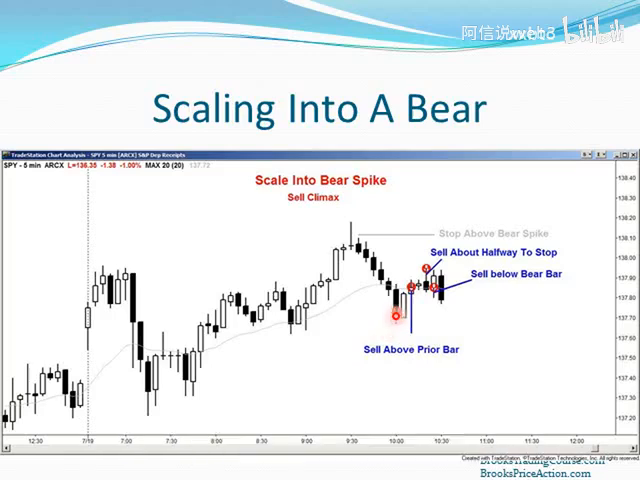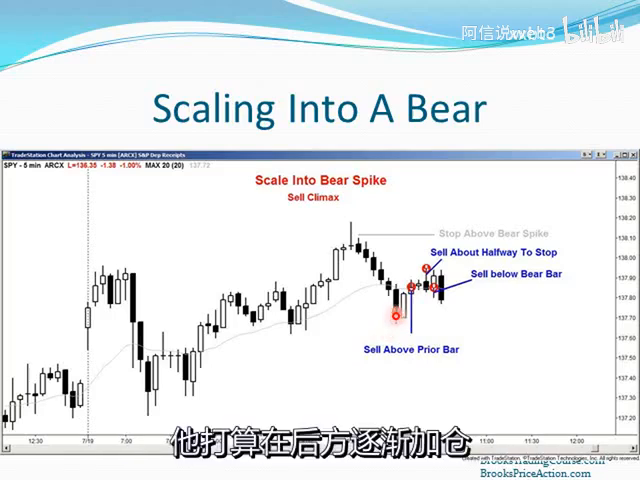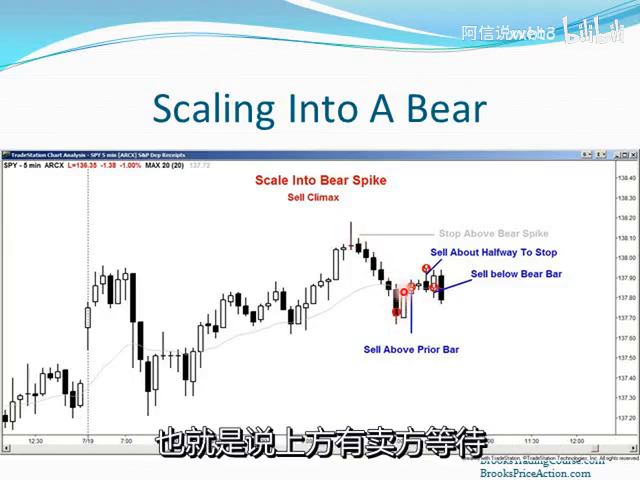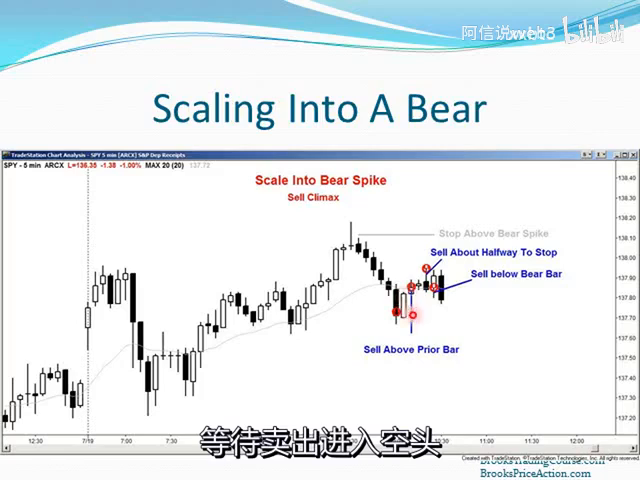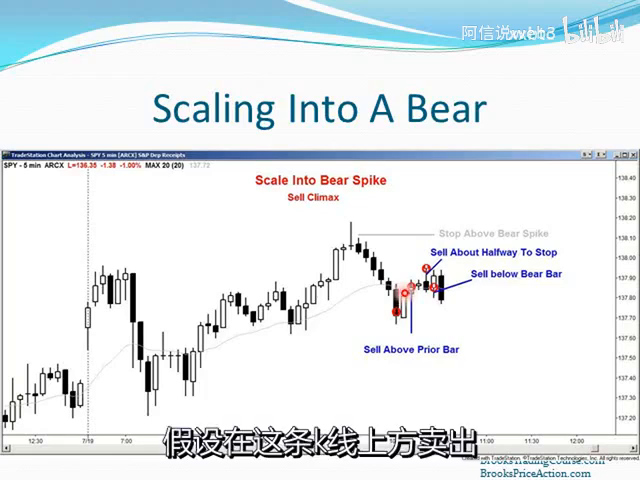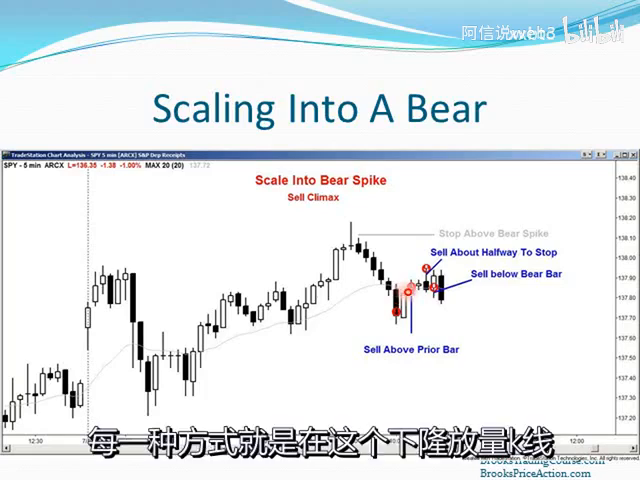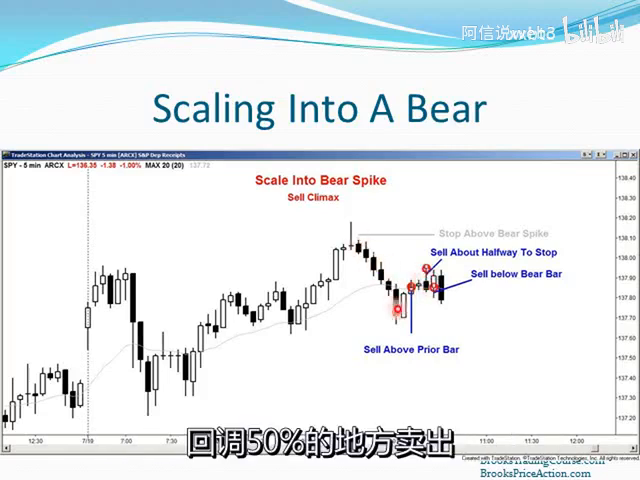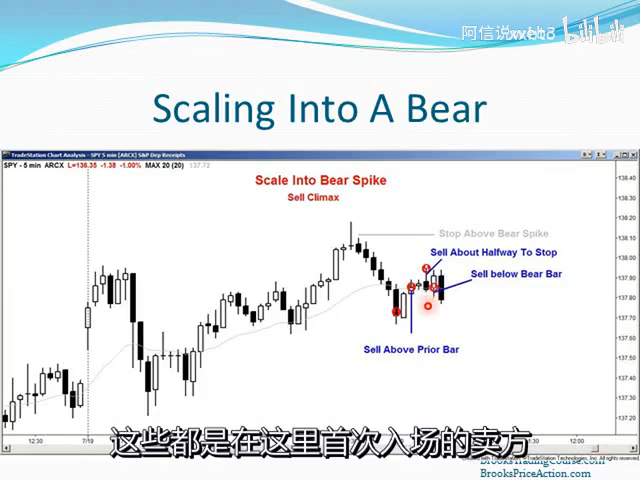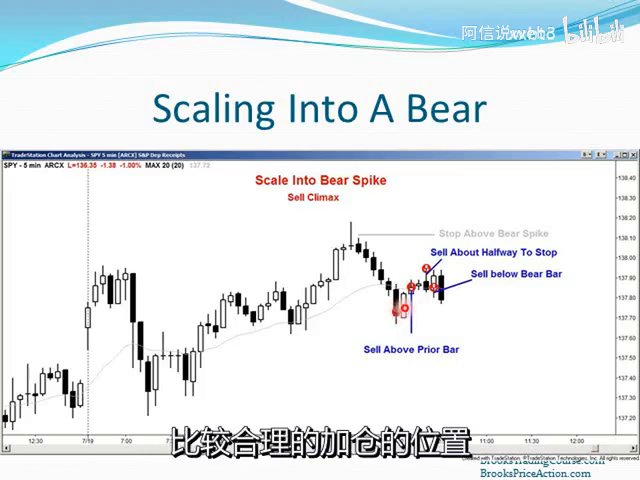So let's say a trader shorted this close, right? And they have to be willing to scale in. They're assuming that the market is always in short, so that there are sellers above, and they'll look for ways to sell. One is to sell above the high of the prior bar. So they might short, let's say they shorted above the high of this bar. Another is to sell about 50% of the retracement of the bear spike, so that's right around here. They might also sell below this bear reversal bar. Those are all reasonable ways to add to your initial position down here.